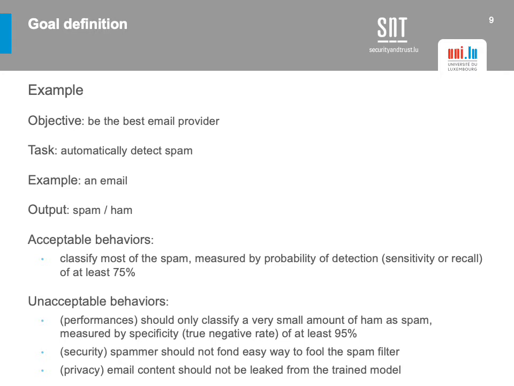Also, in terms of privacy, in that case, we don't want the email content to be leaked from the trained model. So, say that we deployed our model, and if the model is leaked, or if it's accessible to our users, we don't want users to be able to read the content of other emails of other users.